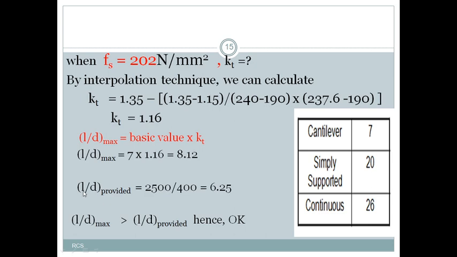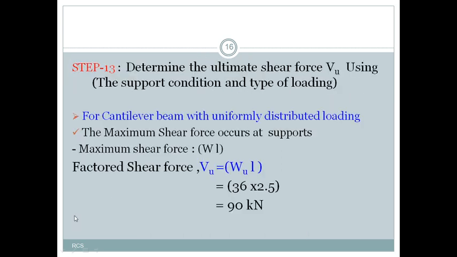L is the effective length of the beam, D is the effective depth. The effective length we are providing is 2500 mm and the effective depth is 400 mm. If you calculate the ratio, it is 6.25. So our value is well below the maximum value. L by D maximum is greater than L by D provided. Hence, I can say it is OK. That means it is safe against deflection. This is how we can check deflection of beams. Whether it is simply supported, cantilever or any continuous beam, we can check the deflection like this.